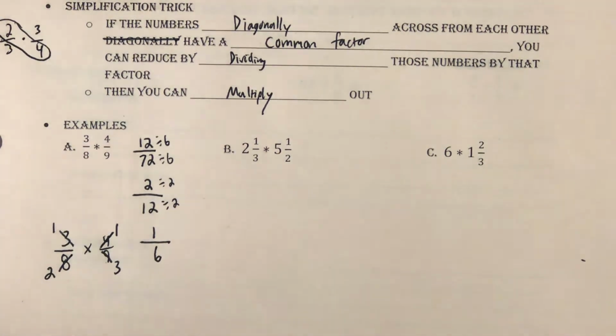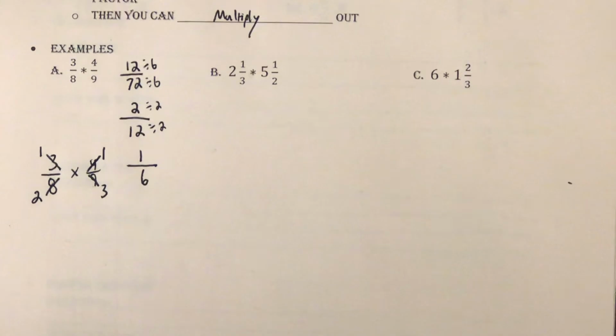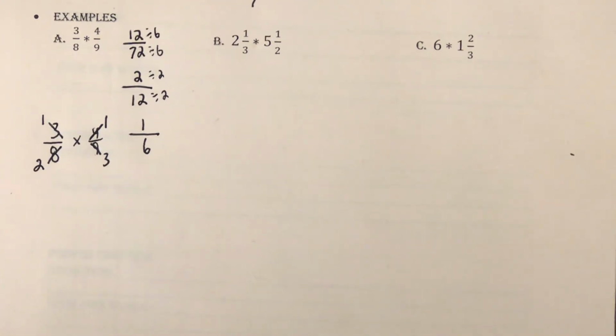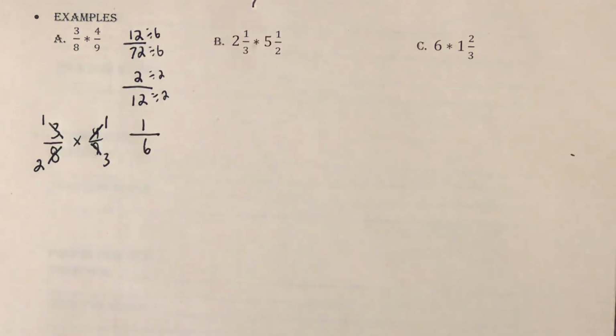Now when it comes to your work, and what you want to see on the assignment, either way is an acceptable way to solve these. You can multiply straight across and then divide to reduce down, or you can use the simplification trick. Either way is fine, but you need to show which way you do it. You just can't write 1 over 6. You need to show the work of how you got there.